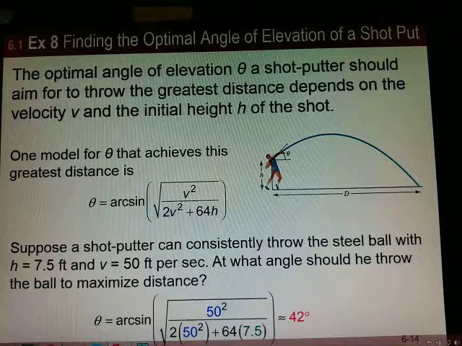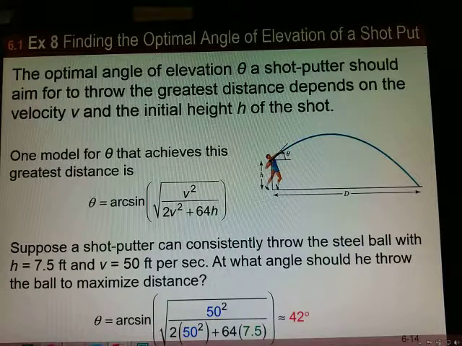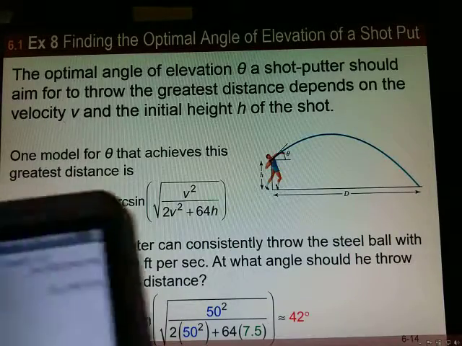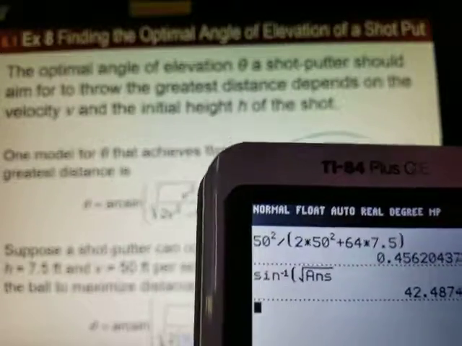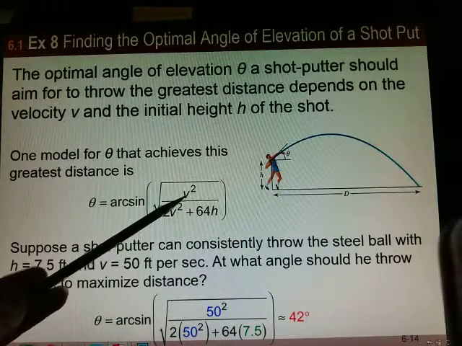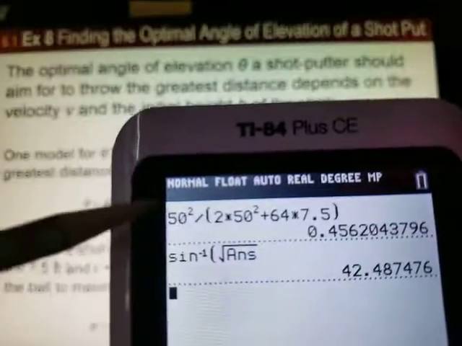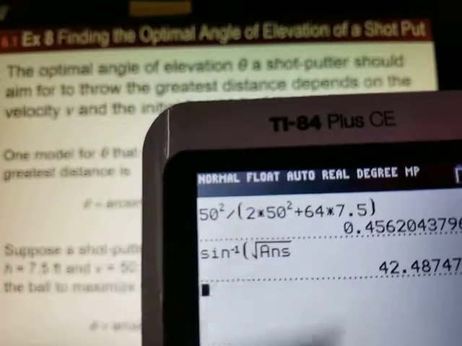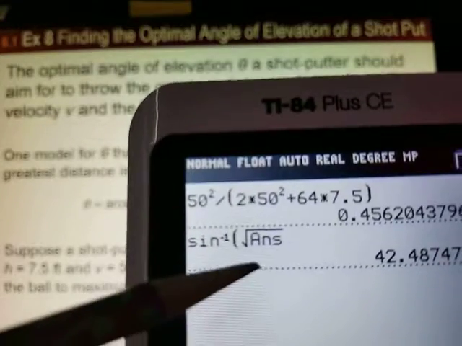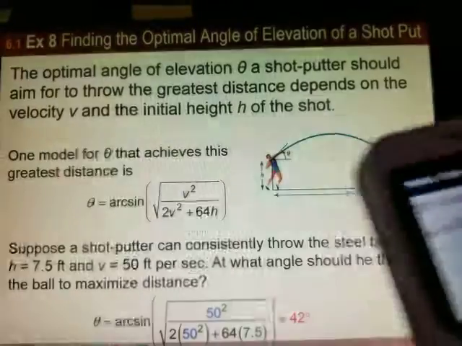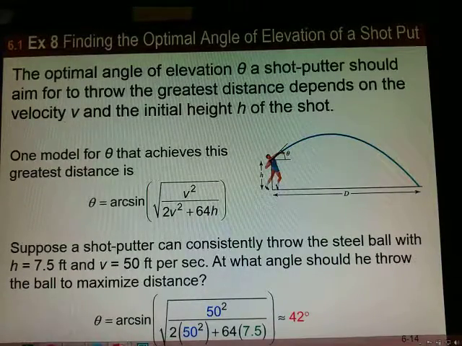Something's not right. My numerator is supposed to be 50 squared, so that's why the calculator is not correct. Let me redo that. So 50 squared divided by 2 times 50 squared plus 64 times 7.5. All right, now I want to do the arc sine of the square root of that answer. Now we have our 42-degree angle. So that numerator was supposed to be from the formula right here, a velocity squared. Sorry about that. So there's my velocity squared, and then the entire denominator, and then I wanted the inverse sine of the square root of that answer. So 42.47 degrees he needs to throw the ball at.